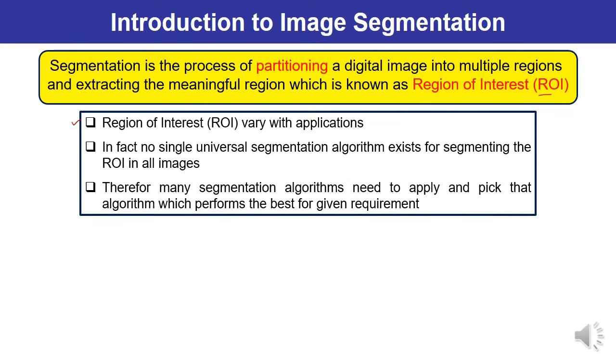In fact, you cannot say that there is a single universal segmentation algorithm which can be applied to all the images if you want to segregate the ROI. It means no single algorithm is perfect for image segmentation. So what do we have to do? We have to apply various algorithms and then identify which is giving us the better result. It means it is a kind of hit and trial method. Now, let us discuss the ROI in detail.